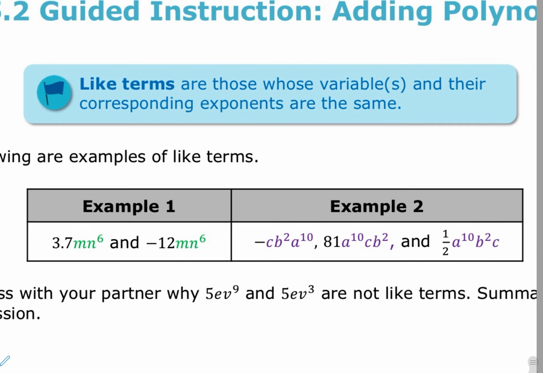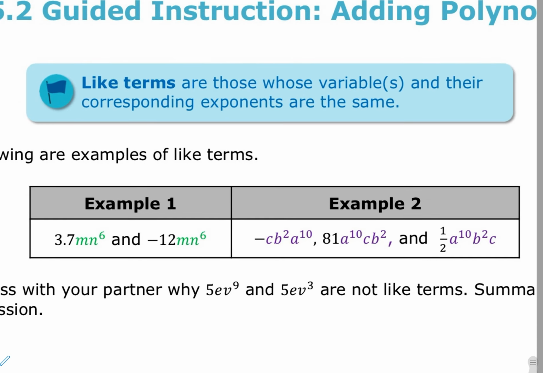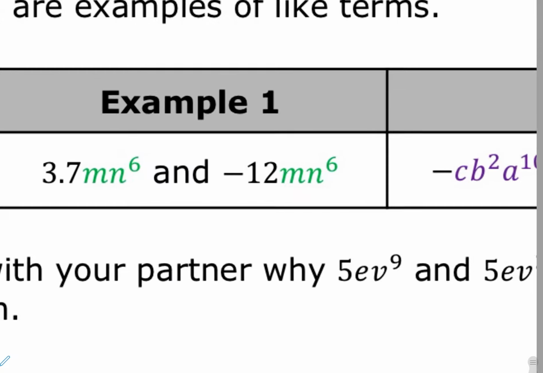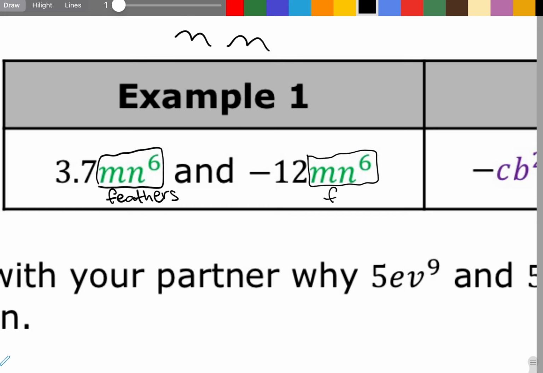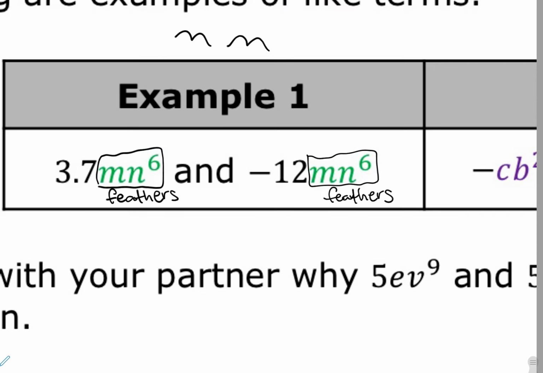Combining like terms is when your variables and their corresponding exponents are the same. I like to say birds of the same feather flock together, all right? So again, the variable and the exponents, I refer to them as feathers. This is how we identify our birds. As you can see, these feathers are exactly the same, okay? This one has one M and 6 N's. This one has one M and 6 N's.